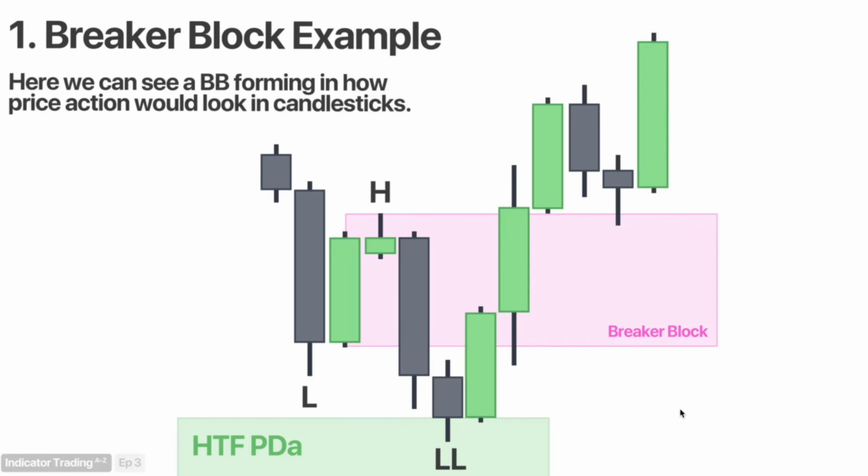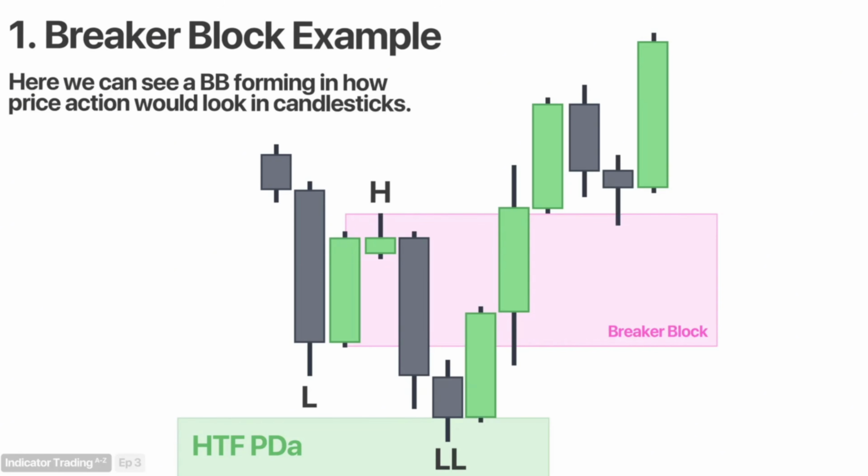So to give you a more visual example of actual candles, this is what that would look like. We see a low, high, lower low, followed by a higher high. And we mark out the highest series of consecutive up close candles in the leg right here from low to high. We mark out the entire range, not just the bodies.